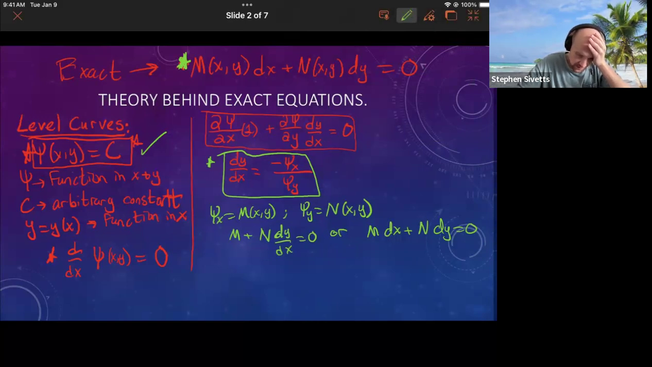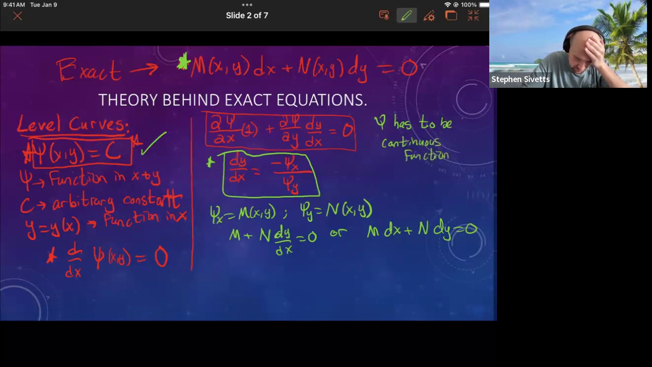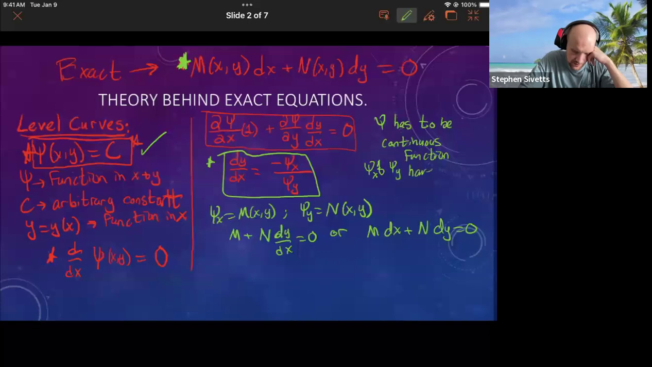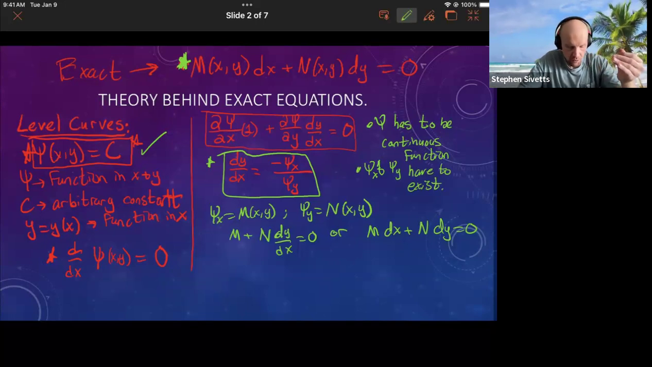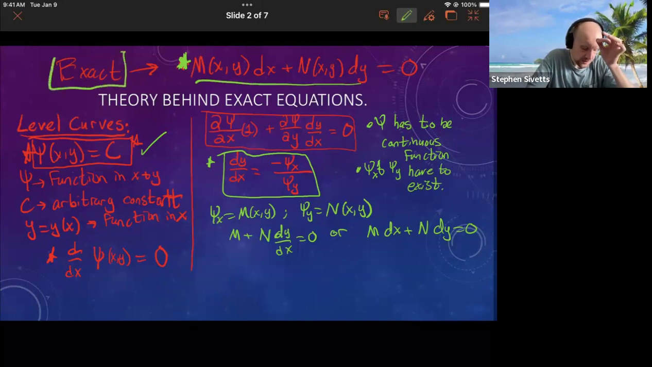Another fact here is that psi has to be a continuous function, and its derivatives, psi x and psi y, have to exist as well. That's the important key here. So there's a test to show if a differential equation of this form is indeed what's called exact. It uses a theorem from Calc 3 called Clairaut's theorem.